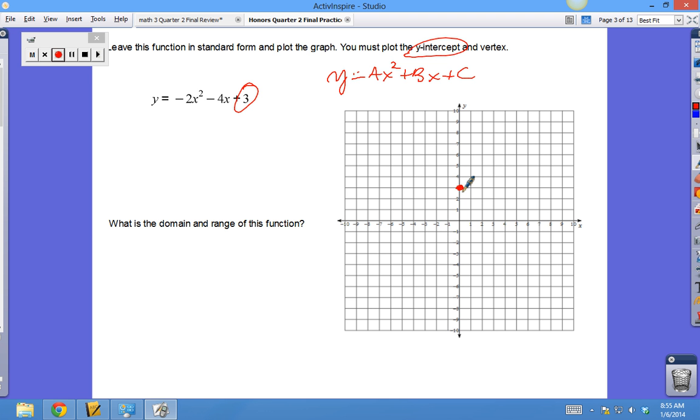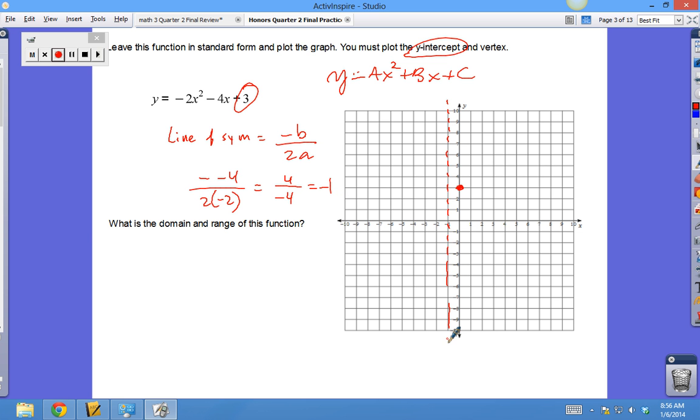Okay, now I'm going to find my vertex. So first I've got to find my line of symmetry. My line of symmetry is negative b divided by 2a. So it is going to be negative negative 4 divided by 2 times negative 2. It's going to be a positive 4 divided by a negative 4. It's going to be a negative 1. So negative 1 is my line of symmetry.